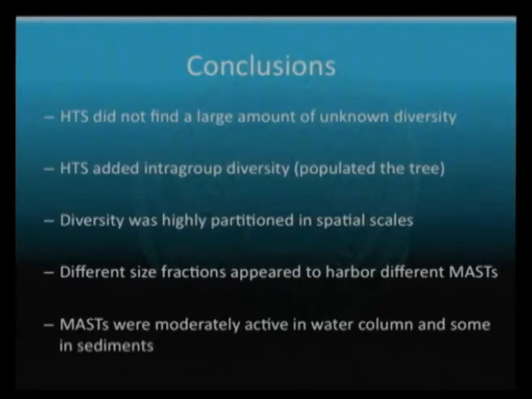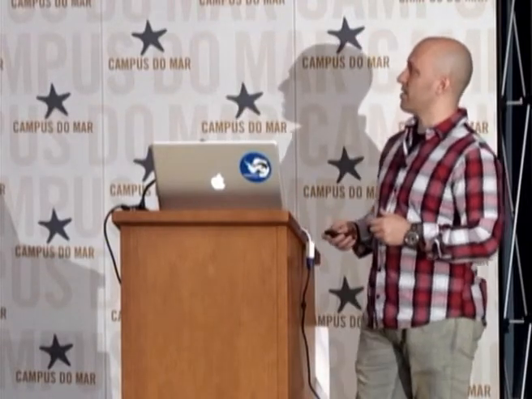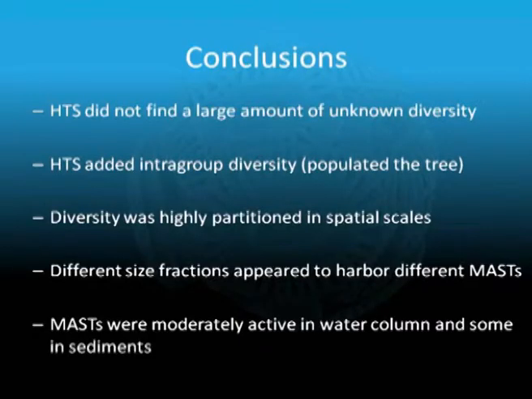So a few conclusions. High-throughput sequencing didn't find a large amount of unknown diversity. We found new diversity, but apparently there isn't a huge amount, at least for this group, that is not known out there. We added quite a lot of intragroup diversity, so we populate the tree. In a way, imagine that you have the trunk of the tree, and with the small sequences, you add a few leaves.